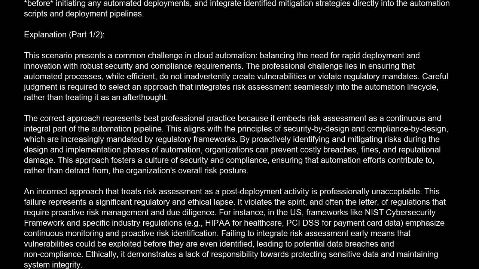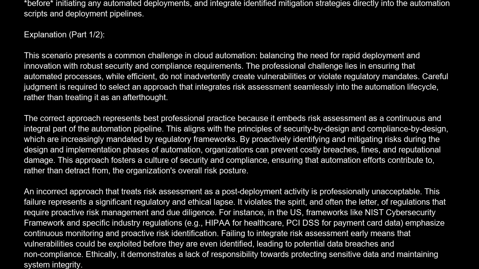Conduct a comprehensive risk assessment of the proposed automation workflows and infrastructure configurations before initiating any automated deployments, and integrate identified mitigation strategies directly into the automation scripts and deployment pipelines.